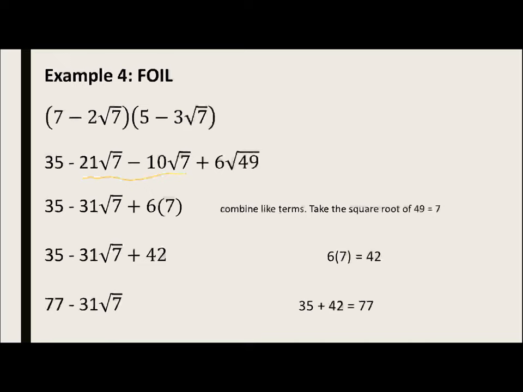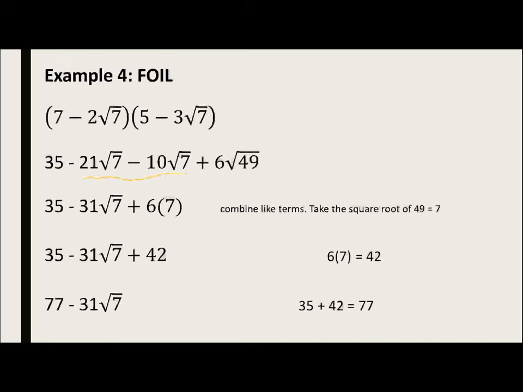Last, we're going to multiply the 2 times 3 is 6. Square root of 7 times square root of 7 is square root of 49. I'm going to add those like terms in the middle. Minus 21 root 7 minus 10 root 7 is minus 31 root 7. At the end, I'm going to take the square root of 49 equals 7.